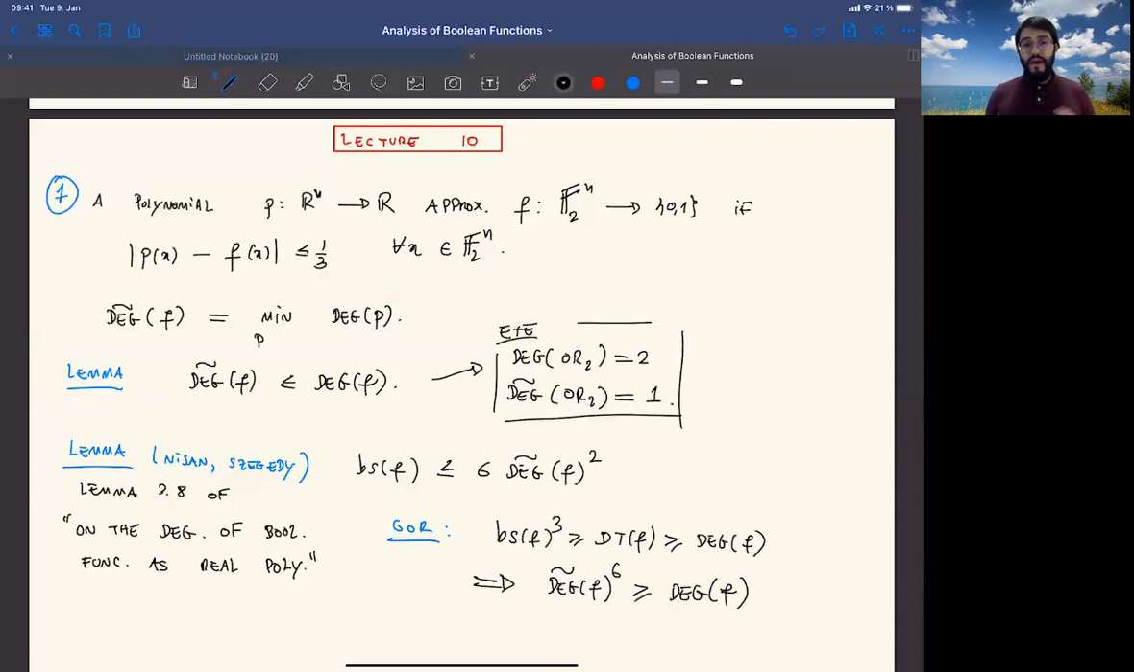And so degree and approximate degree are actually polynomially related. This is obvious, and this bound here we proved in the previous class. Using that lemma here, we get this implication. And so degree and approximate degree are very closely related.